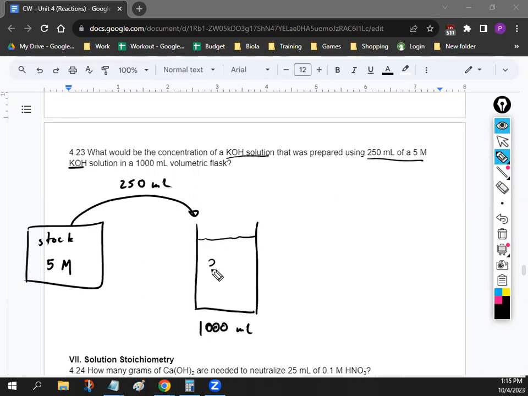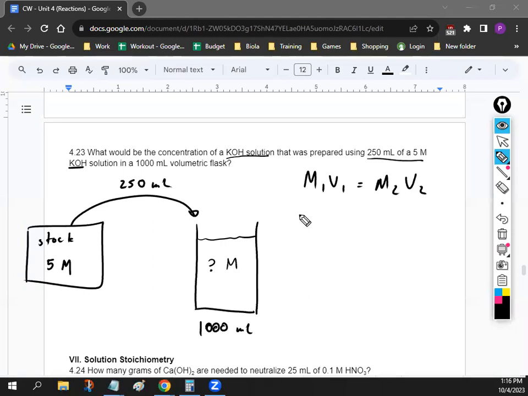And the question is just asking you, and adding 750, that's implied. So it's asking what is the new concentration. That's pretty much the premise. That makes sense, everybody? Okay, so we go M1V1 equals M2V2.